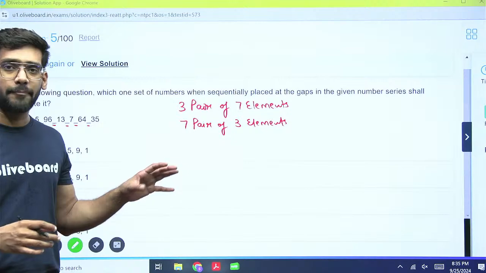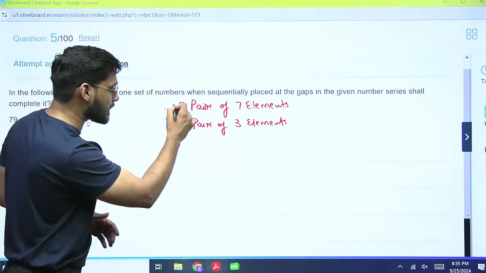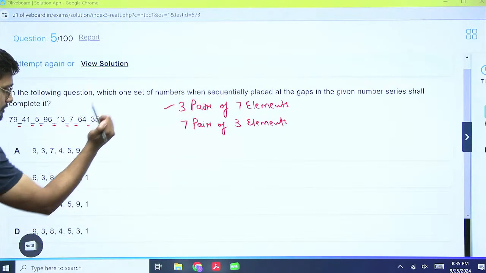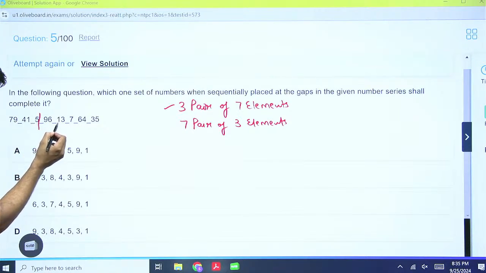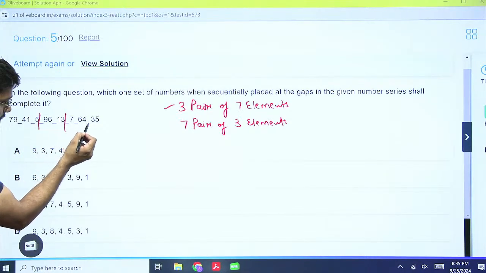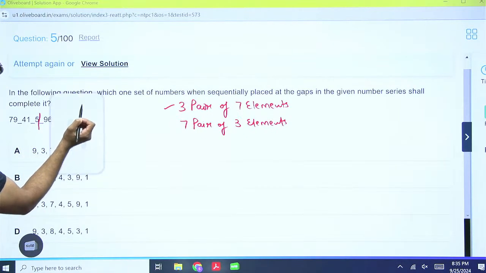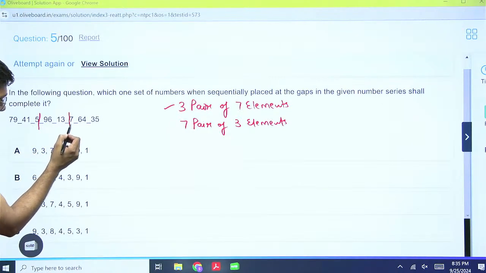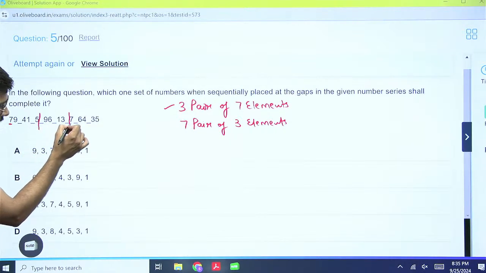This is not mandatory, but it is the first approach that we can apply on this question. So let's make 3 groups of 7 elements. Now let's compare the first group with the second one and then the third one. Here we are given 7, here it is blank, and we have to fill out this blank.